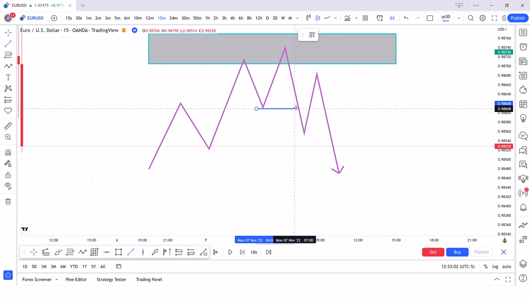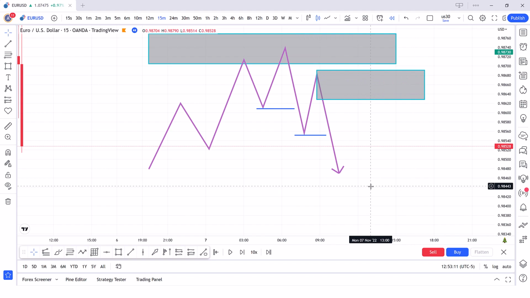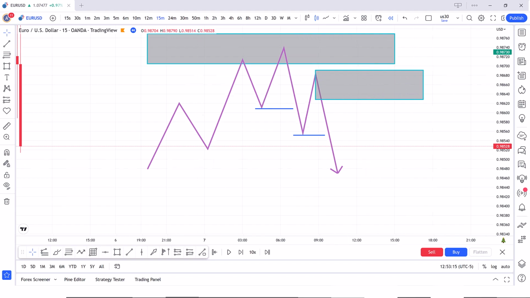So we have our first break of structure here and our second break of structure here. Now we can enter the market at any POI, for example, here, with any setups you can learn in this channel or you know already.